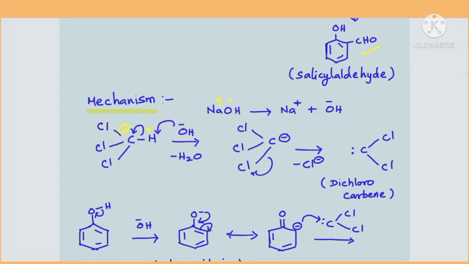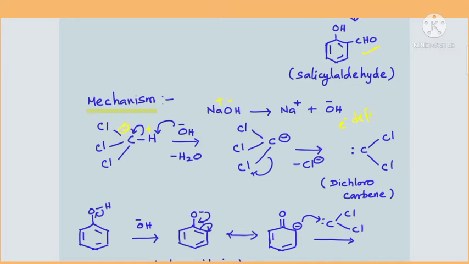But now, chlorine being more electronegative, one of the chlorine atoms will pull the bond pair electrons towards itself and will be removed as a chloride ion. When this is removed, this becomes neutral. So you get a species with formula CCl2, carbon with two chlorine atoms, and this carbon will carry a pair of electrons also. This species is what we call dichlorocarbene, which is an electron deficient species.